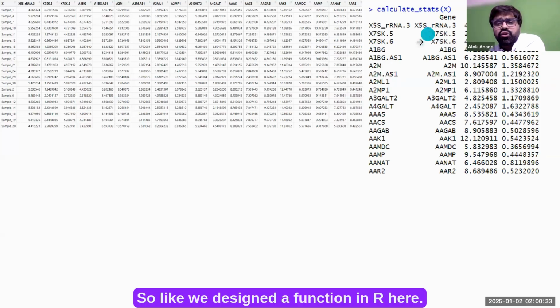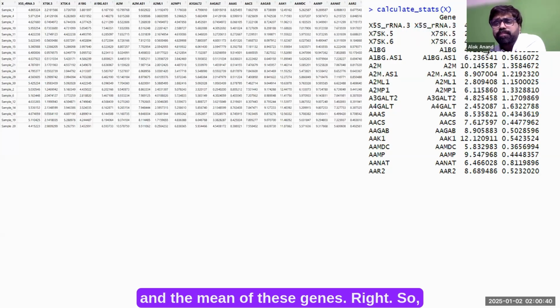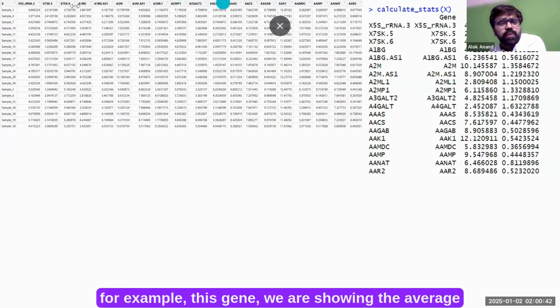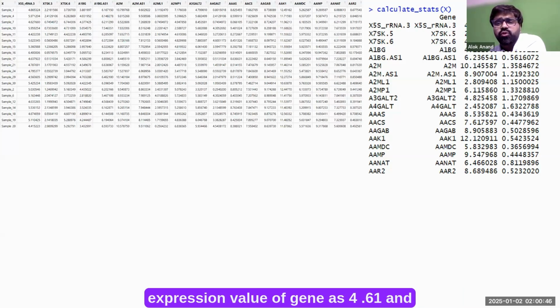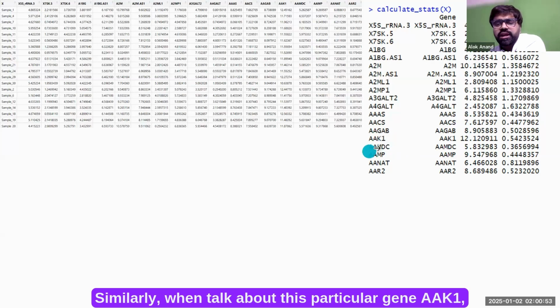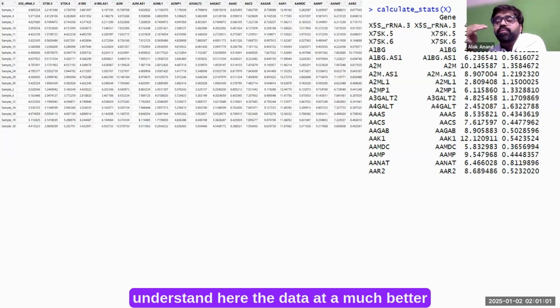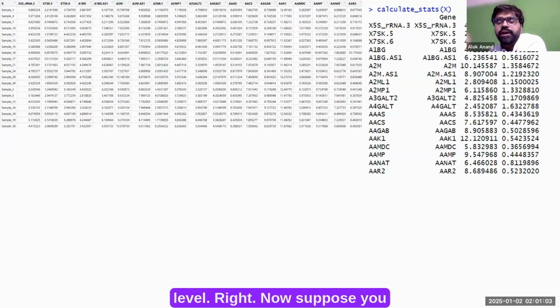See, we designed a function in R here, and with the help of that, we are reporting the gene name and the mean of these genes. So for example, for this gene, we are showing the average expression value as 4.61 and the standard deviation as 0.68. Similarly, for this particular gene AAK1, the mean value is 12.12 and the standard deviation is 0.54. Now definitely we can understand the data at a much better level.